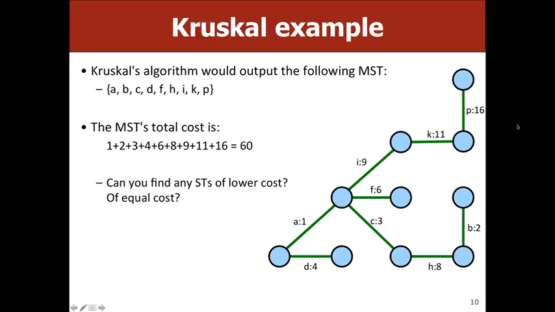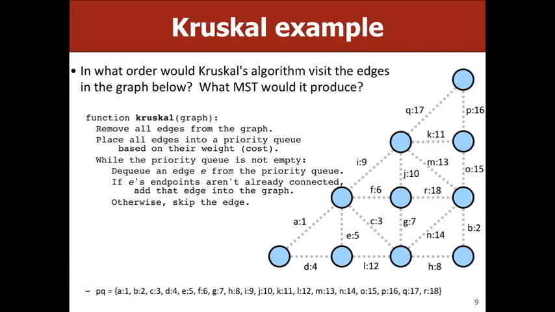The total cost of it is 60, which you get by just adding up all the edge weights. Are there any spanning trees of lower cost? Yeah. So this algorithm finds the minimum spanning tree, so there wouldn't be any of lower cost. So is there a spanning tree of equal cost for this graph? How many people think yes? How many people think no?